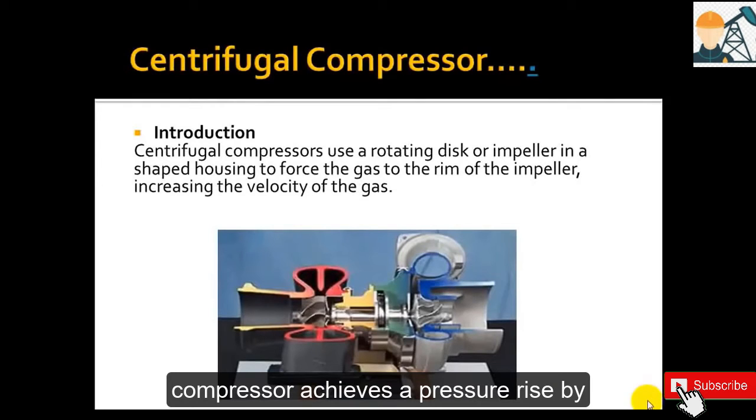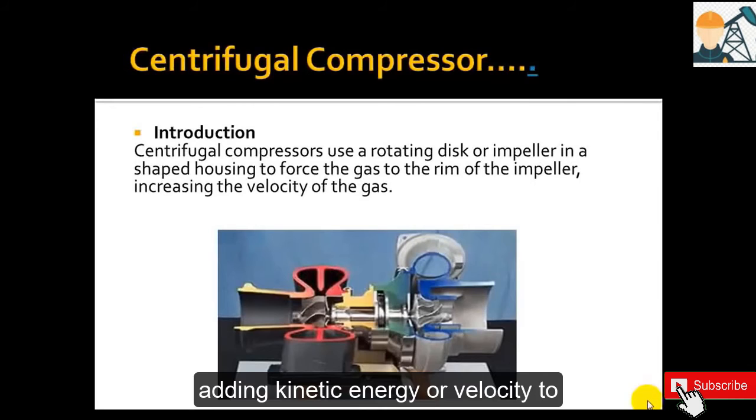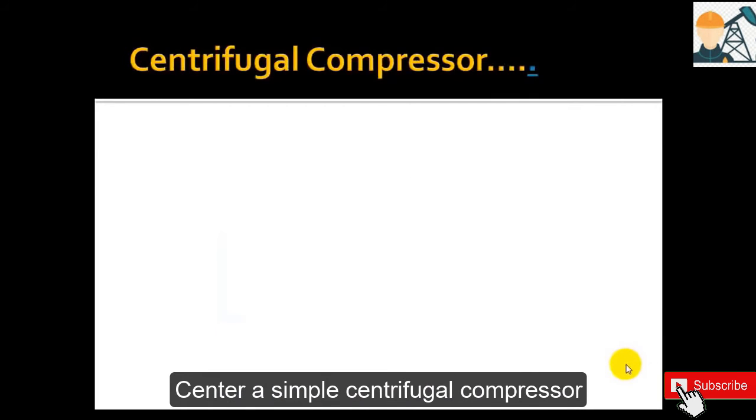A centrifugal compressor achieves a pressure rise by adding kinetic energy or velocity to a continuous flow of fluid through the rotor or impeller. This kinetic energy is then converted to an increase in potential energy or static pressure by slowing the flow through a diffuser. Now let us further explain the working principle of the centrifugal compressor.